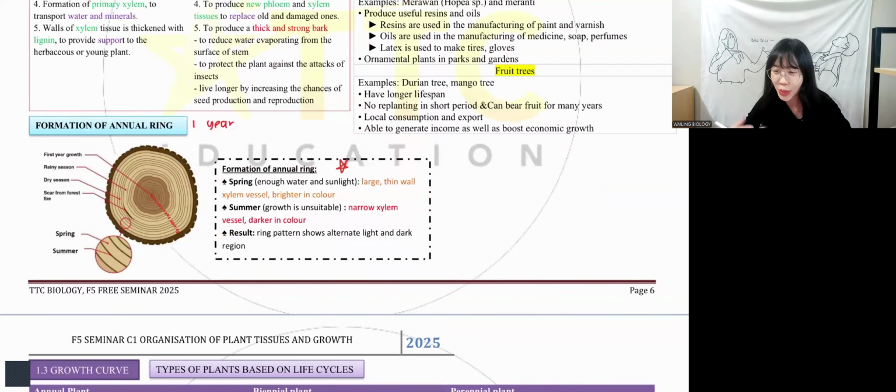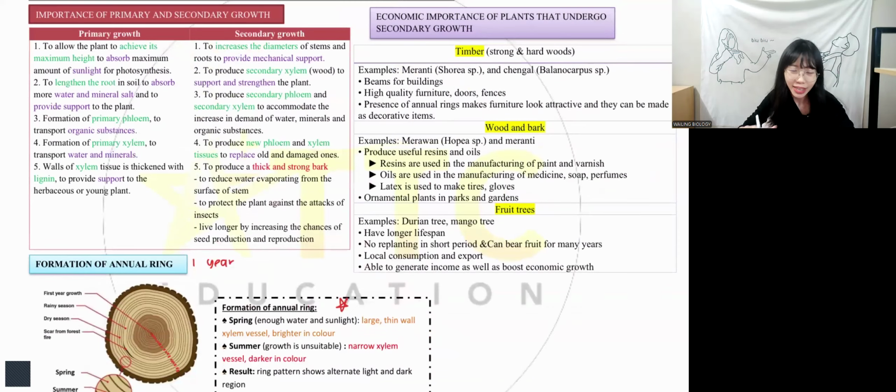Why do the plants need to carry out secondary growth? Towards the plant, primary growth is to increase in length, as we have mentioned, right? They want to increase in height and length. Height because they want to get more sunlight. Root because they want to absorb more water. Same function, okay? Secondary growth increases diameter to get support.